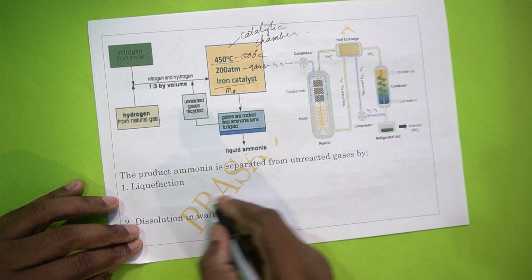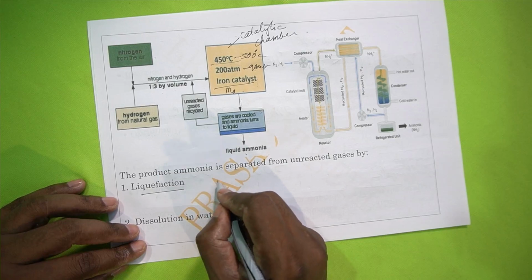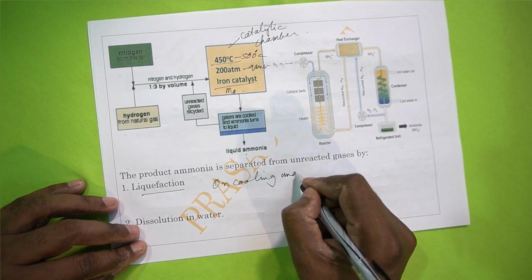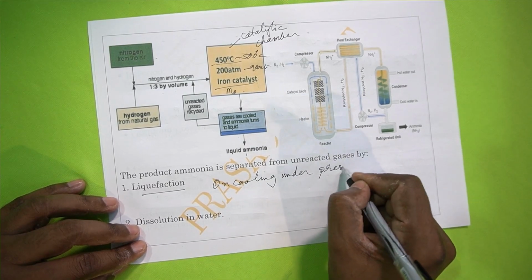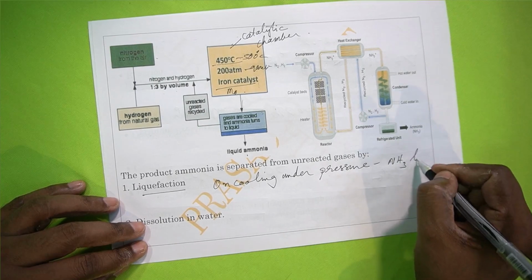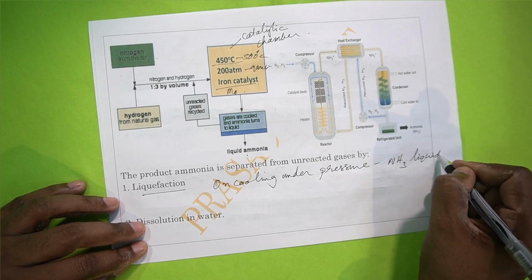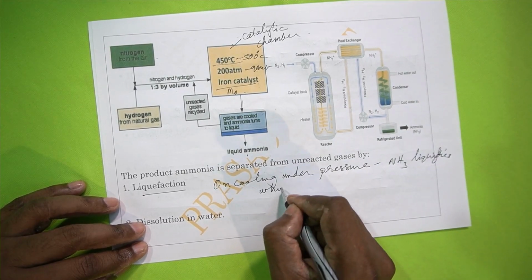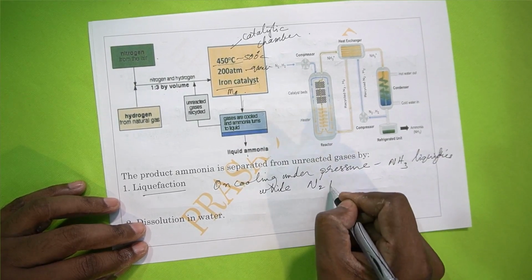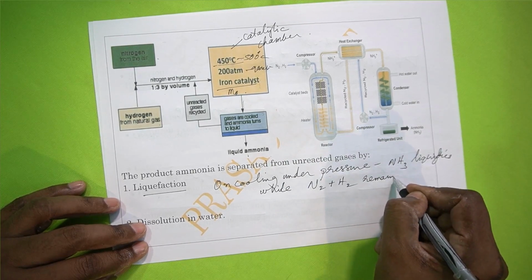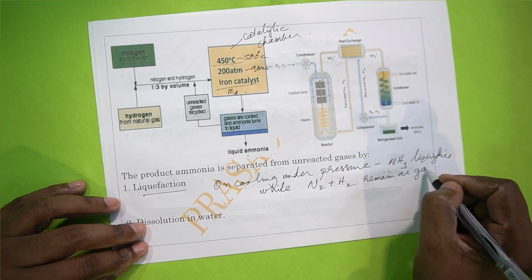How to separate them? One way is by liquefaction. On cooling under pressure, ammonia liquefies. It changes to liquid, while nitrogen and hydrogen remain as gases. So they can be recycled.